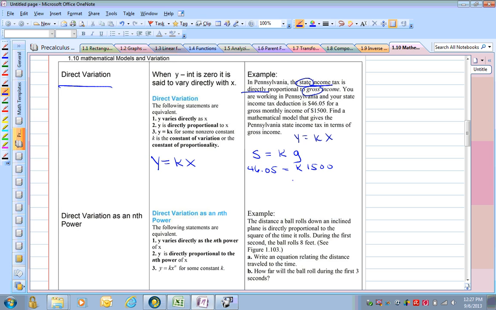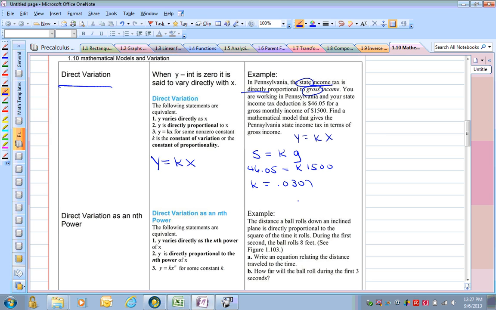So we're going to solve for k. I'm going to let you do that on your own. You can do that. When we solve for k, we're going to get that k is equal to approximately 0.0307. So that's about 3.07% of the gross income is our income tax that we have to pay. So in other words, if you make $1,500, then about 3.07% of it is going to go back to the state for their income tax.